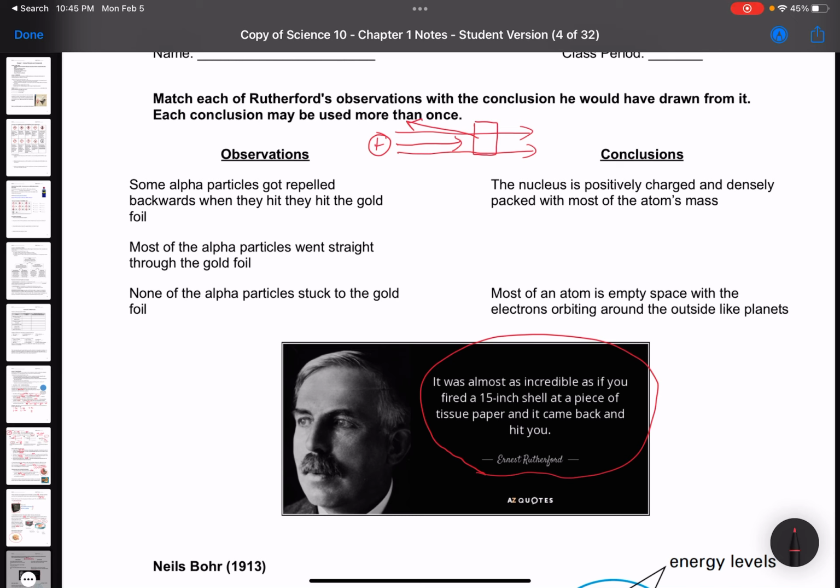So he made 2 conclusions. Right now I want you to pause the video and see if you can draw a line between the observation and the correct conclusion that he would have made from that observation. And then we'll go through it together in a second.